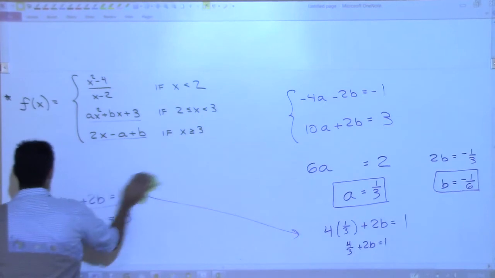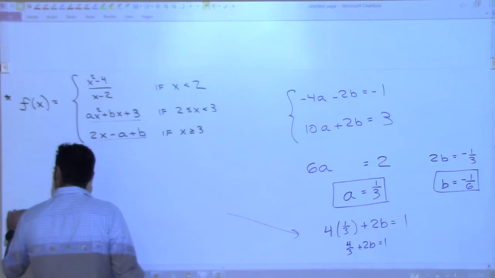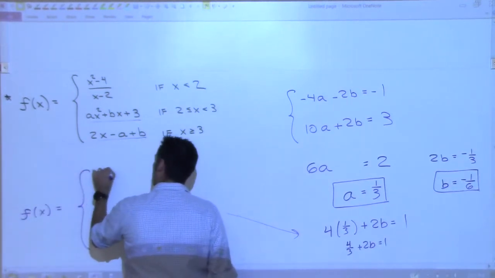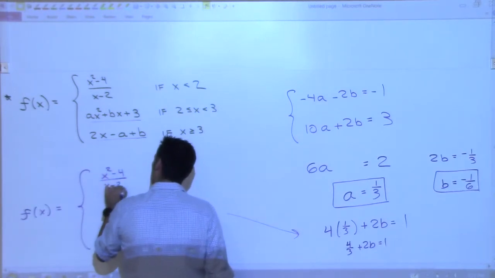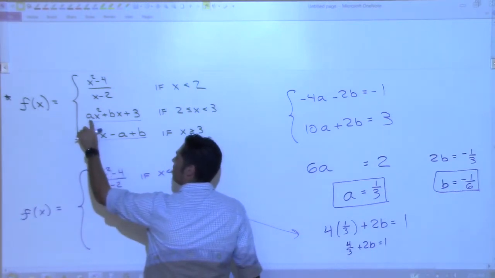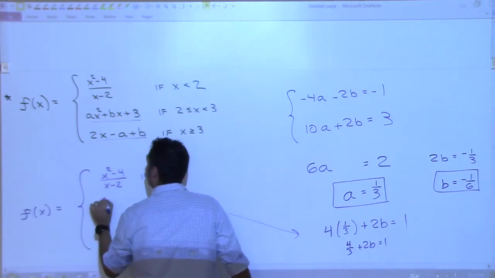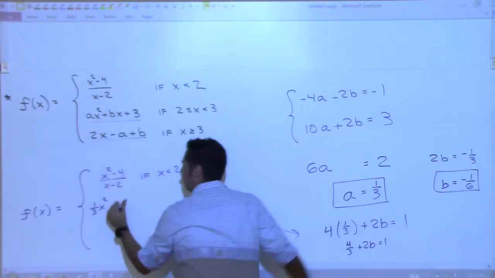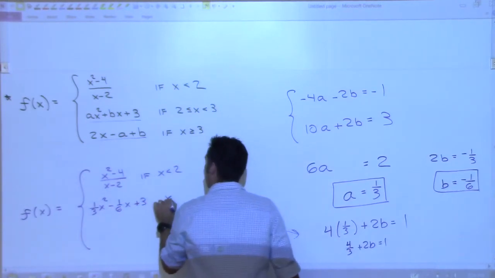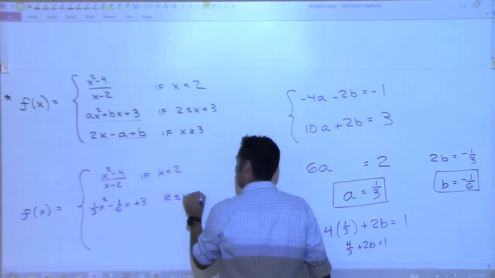All right, so that only took us, what, like half an hour? So f of x equals x squared minus 4 over x minus 2 if x is less than 2. And then now I know what a is, don't I? A should be 1/3. 1/3 x squared plus b, but I know b needs to be minus 1/6. X plus 3, as long as x is between 2 and 3, like that.